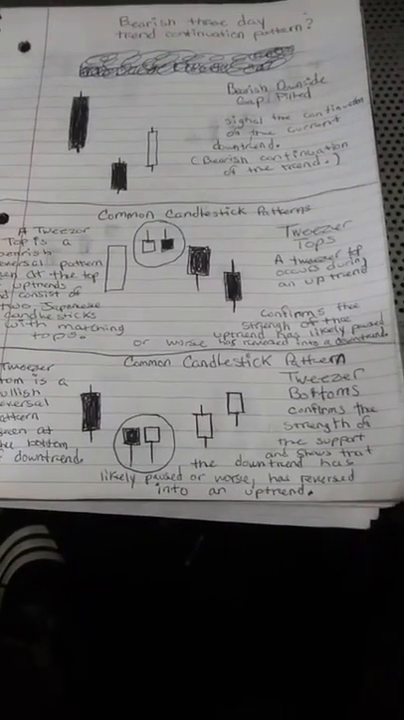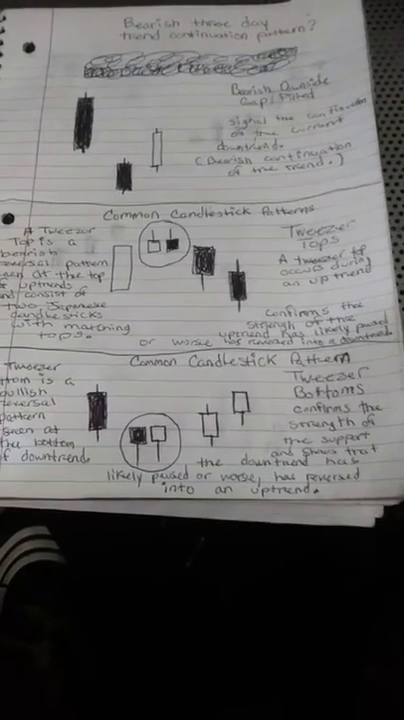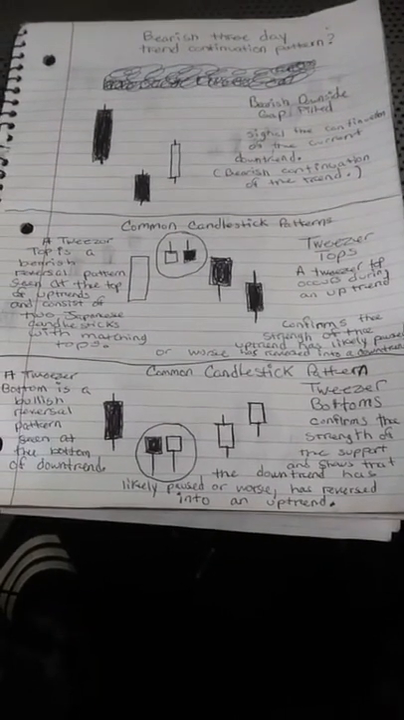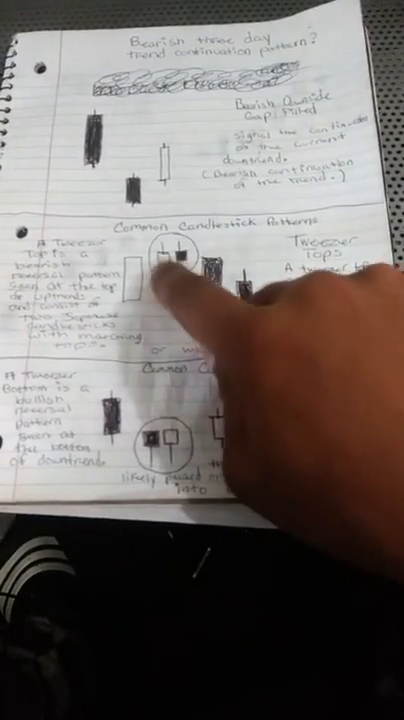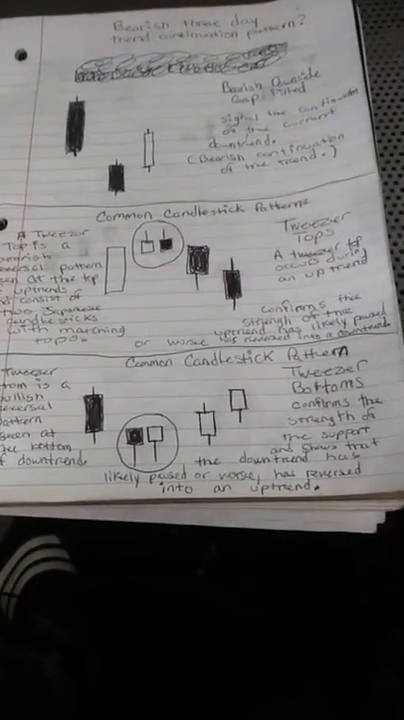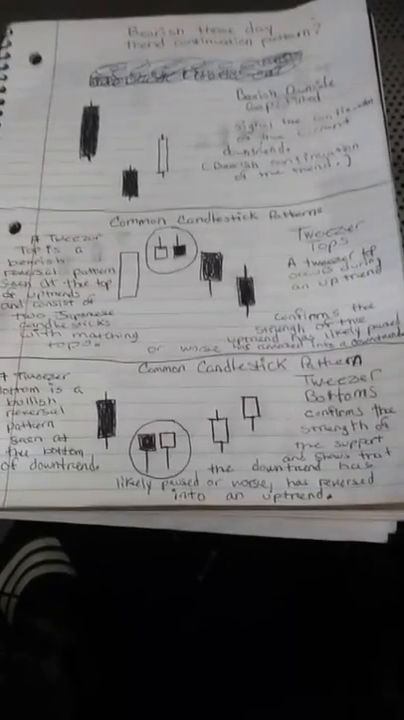Alright, then common candlestick patterns that you're going to see. Tweezer top, we have tweezer bottom. So tweezer top is a bearish reversal pattern seen at the top of an uptrend, consisting of 2 Japanese candlesticks with matching tops. One is going to be green, one's going to be red, or white or black. Tweezer top occurs during an uptrend. It confirms the strength of the resistance, and the uptrend has likely paused or worse, has reversed into a downtrend.